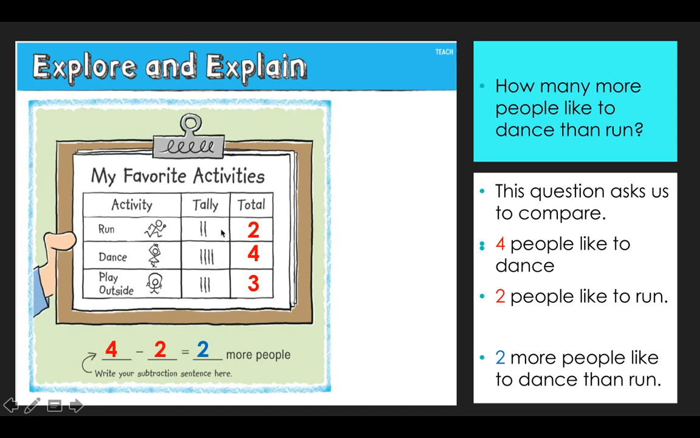I can compare these two numbers and see that there's 2 extra tally marks under dance than there is to run. So 2 more people like to dance than run. I could also use a number sentence to solve this problem. I can say 4 people minus 2 people equals 2 more people that like to dance than run. If you have not yet, fill in this chart before we move on to the next page. Once you're ready, turn to the next page.